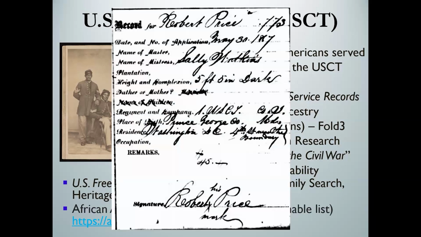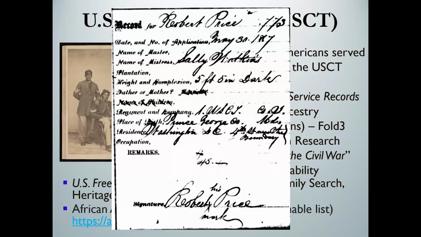Because they had to fill out, and you notice at the top is the date he applied, his mistress, Sally Watkins, his physical description, a place to name his mother or father. There's a place to name any children he had. Regiment and company, so he served in the U.S. Colored Troops. Company T, I believe.